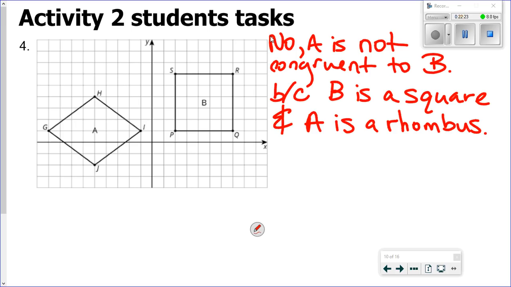We can also prove that they are not congruent based on their angles. If we take a look at angles H and J, those appear to be obtuse, whereas G and I are acute, and like we previously stated, in figure B all of the angles are 90 degrees. Please at this time make sure you have a valid reason proving why these two quadrilaterals are not congruent. And if need be, add this to your notes. Let's go on and check problem number 5.